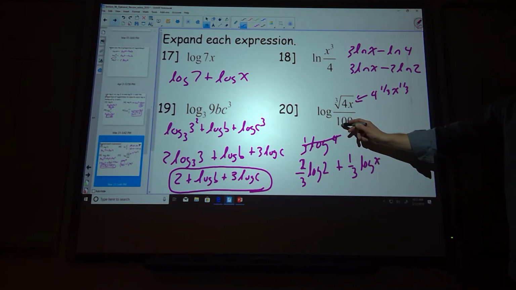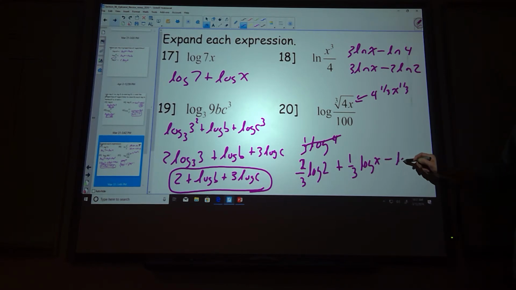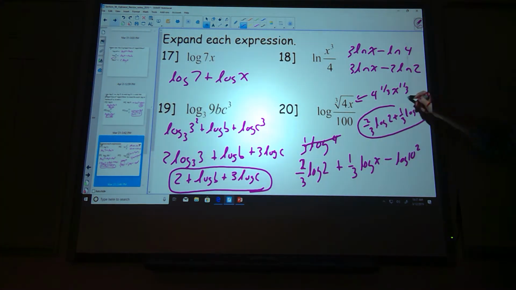And then 10 squared. So I'm going to go minus log of 10 squared. What we have to recognize is that right there is 1, so it brings the exponent down. So my answer becomes 2/3 log 2 plus 1/3 log x minus 2. There's my answer.